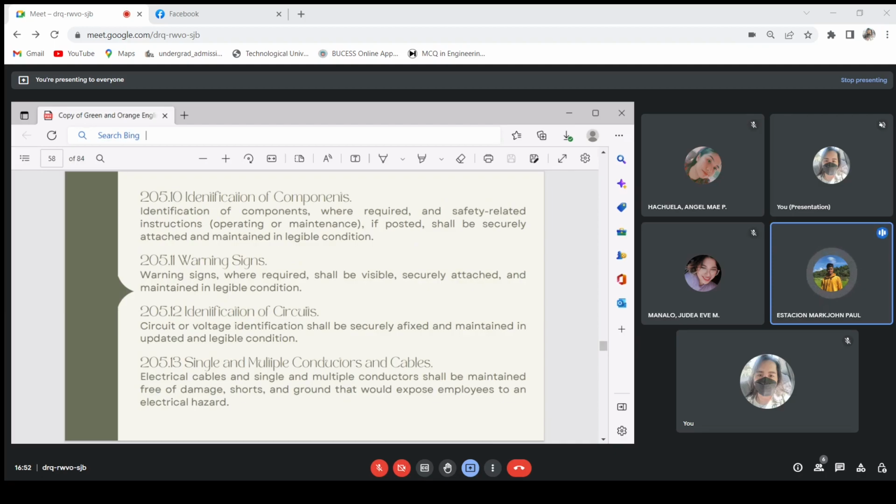Next. 210 identification of components. Identification of components where required, safety related instruction, operating maintenance, if posted, shall be securely attached and maintained in legible condition. Mas madali kapag dito is ma-identify natin ang isang bagay like mga operating system. So warning signs where required shall be visible, securely attached, and maintained in legible condition. Dito naman is yung mga hazard may mga sign na para maiwasan yung possible na mangyari.